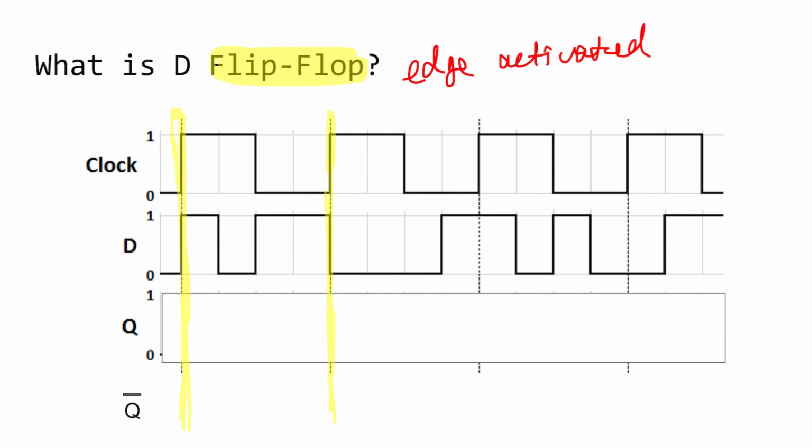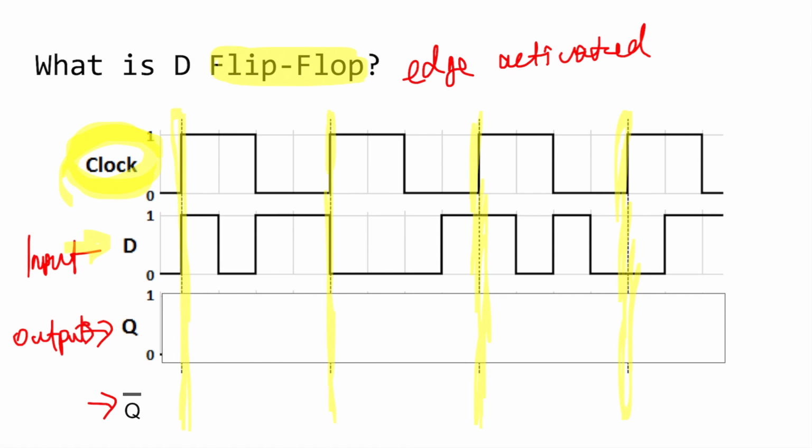So a flip-flop can either be rising edge activated or falling edge activated. But in this case, we're talking about rising edge activated D flip-flop. Okay, so let's highlight all the rising edge. Okay, so this is the clock. We're talking about the rising edge of the clock, and this D is our input. All right, and this Q and Q bar are our outputs. So this diagram is called a timing diagram.